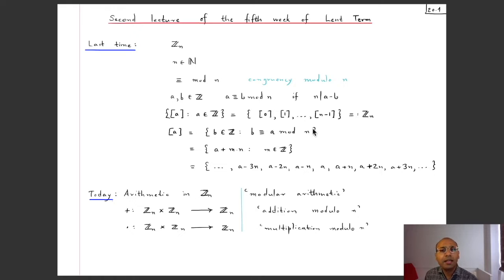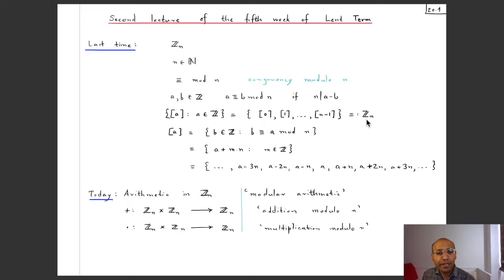So this Zn is a set containing such equivalence classes where a is an integer. And last time we showed that in fact this Zn has exactly n elements. So there are n distinct equivalence classes that you get, namely the equivalence class containing 0, equivalence class containing 1, all the way up till equivalence class containing n minus 1. And then if you look at the equivalence class containing n, that will be the same as the equivalence class containing 0, and the equivalence class containing n plus 1 will be the equivalence class of 1, and so on, and it keeps cycling periodically like this through this list.